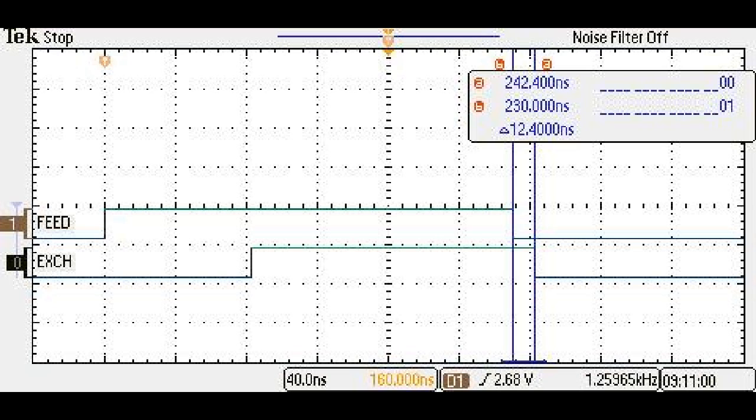software-only approaches. Welcome to the Argon Design High Frequency Trading demonstration.